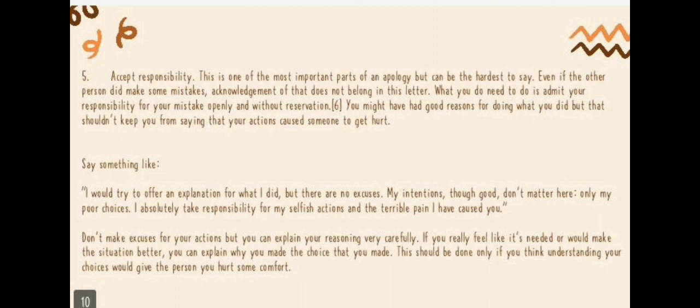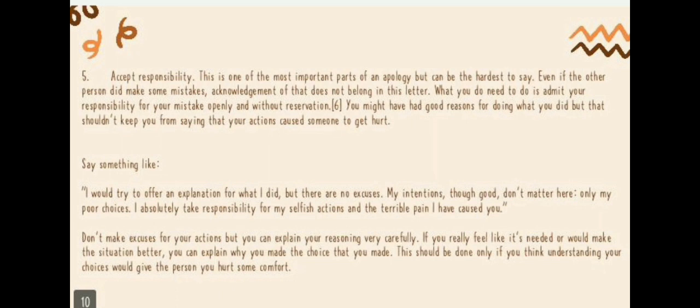Accept responsibility. This is one of the most important parts of an apology, but can be the hardest to say, even if the other person did make some mistakes. Acknowledgment of that does not belong in this letter. What you do need to do is admit your responsibility for your mistake openly and without reservation.